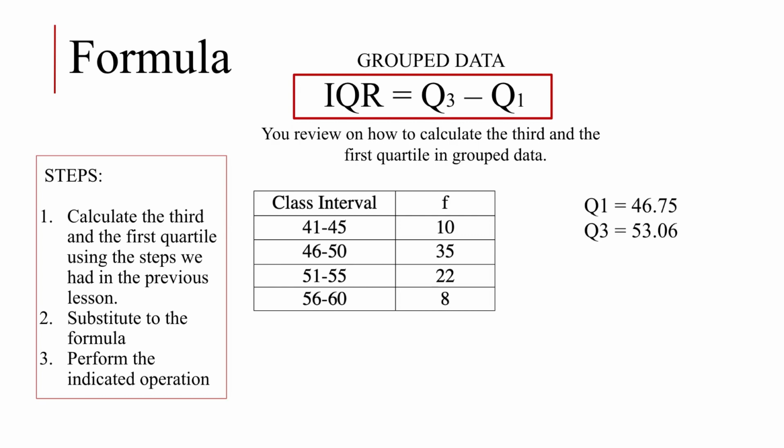Hypothetically, we're able to solve already the first quartile and third quartile, 46.75 and 53.06 respectively. Now, we will be substituting it to the given formula. IQR is equal to 53.06, which is the third quartile, minus 46.75, which is the first quartile. That would give you 6.31. Therefore, the IQR for the given set of data is 6.31.